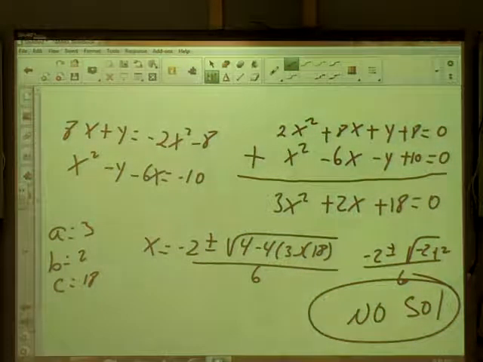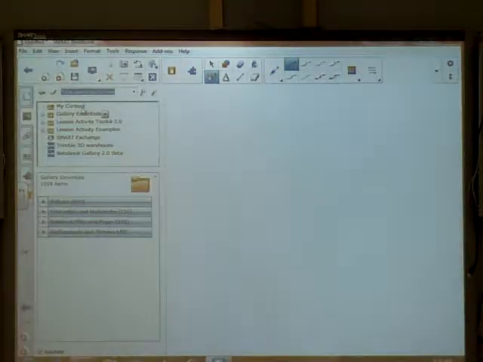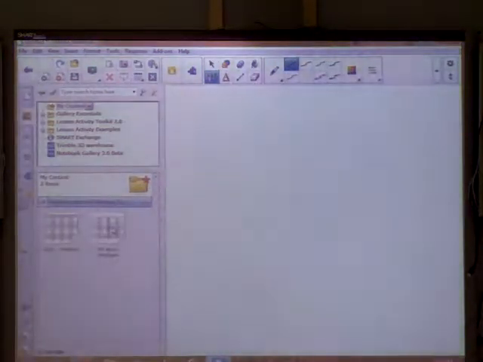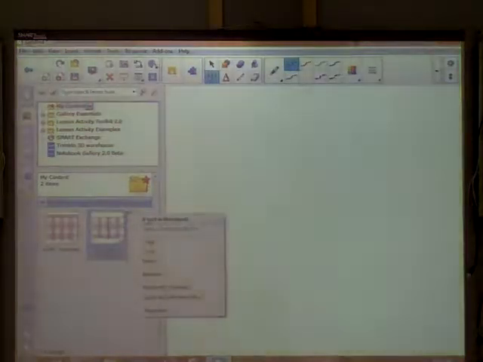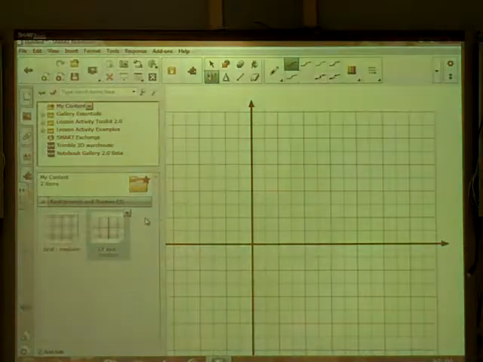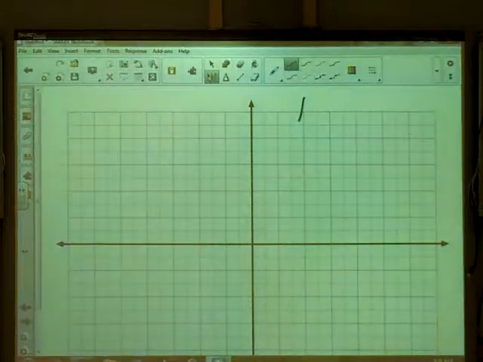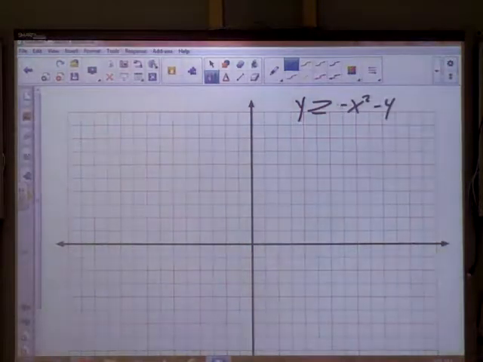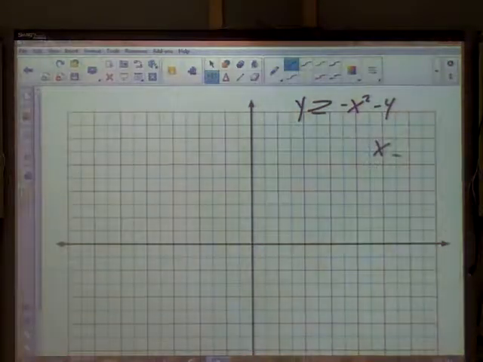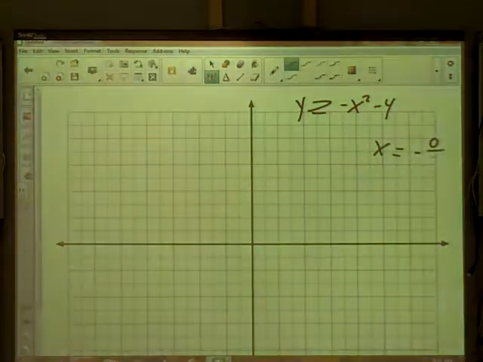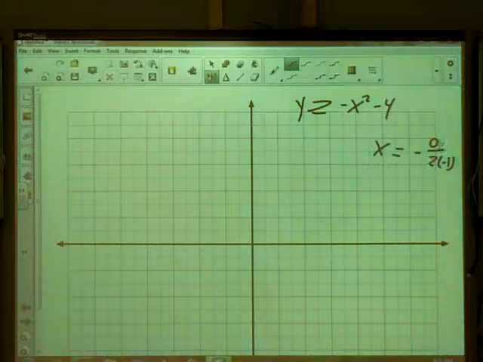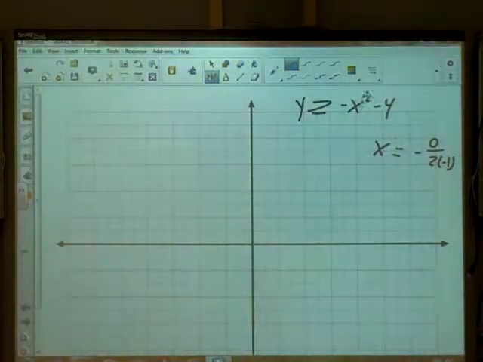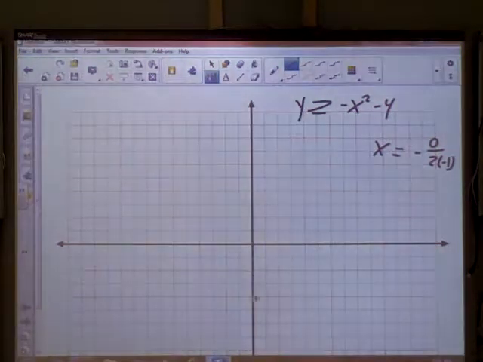All right, 16 and 17 were the artworks. I enjoyed those, I know. 16 is the simpler one because it just has one. Y is greater than or equal to negative x squared minus 4. That's an easy one to graph because your b is 0. So negative 0 divided by 2 times negative 1, that's 0. And then if you plug a 0 back in, it's negative 4.